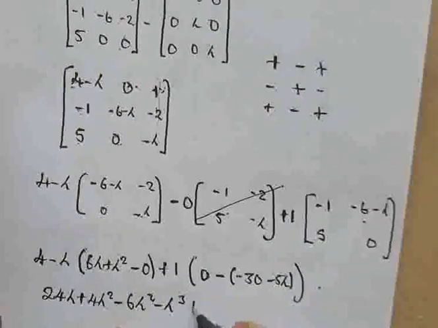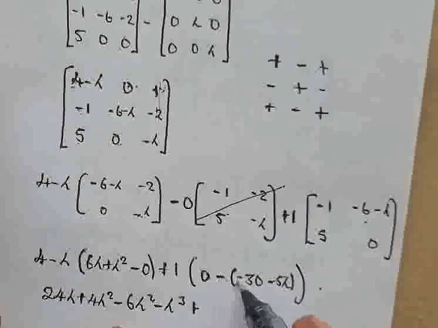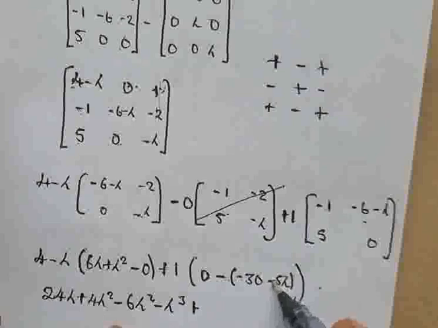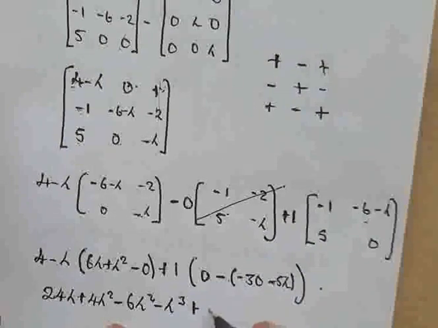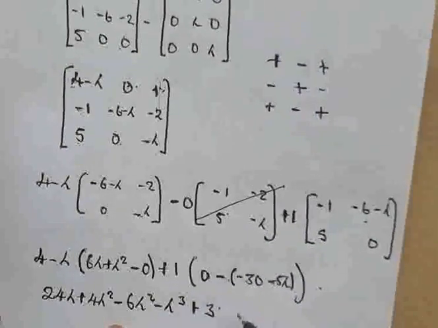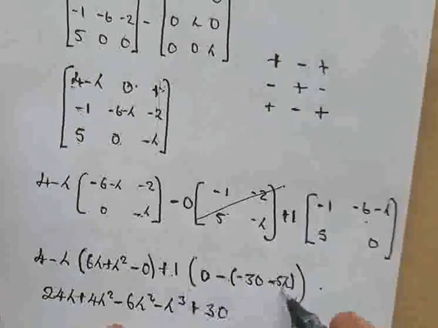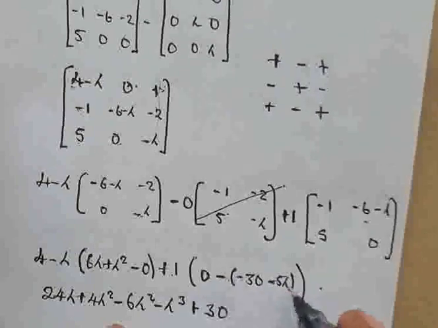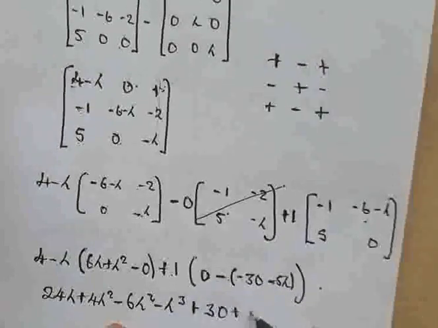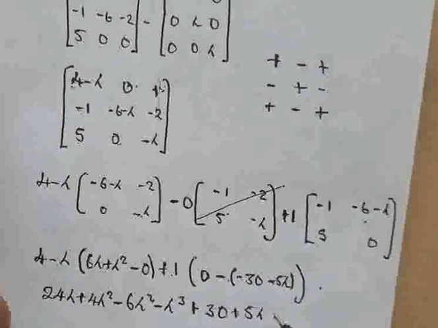So plus, we know that this one will be a positive here, meaning this one will also be a positive. So 1 times 30, it is 30. 1 times positive 5, because of this to be positive here. 1 times positive, so it will be plus 5 lambda there.